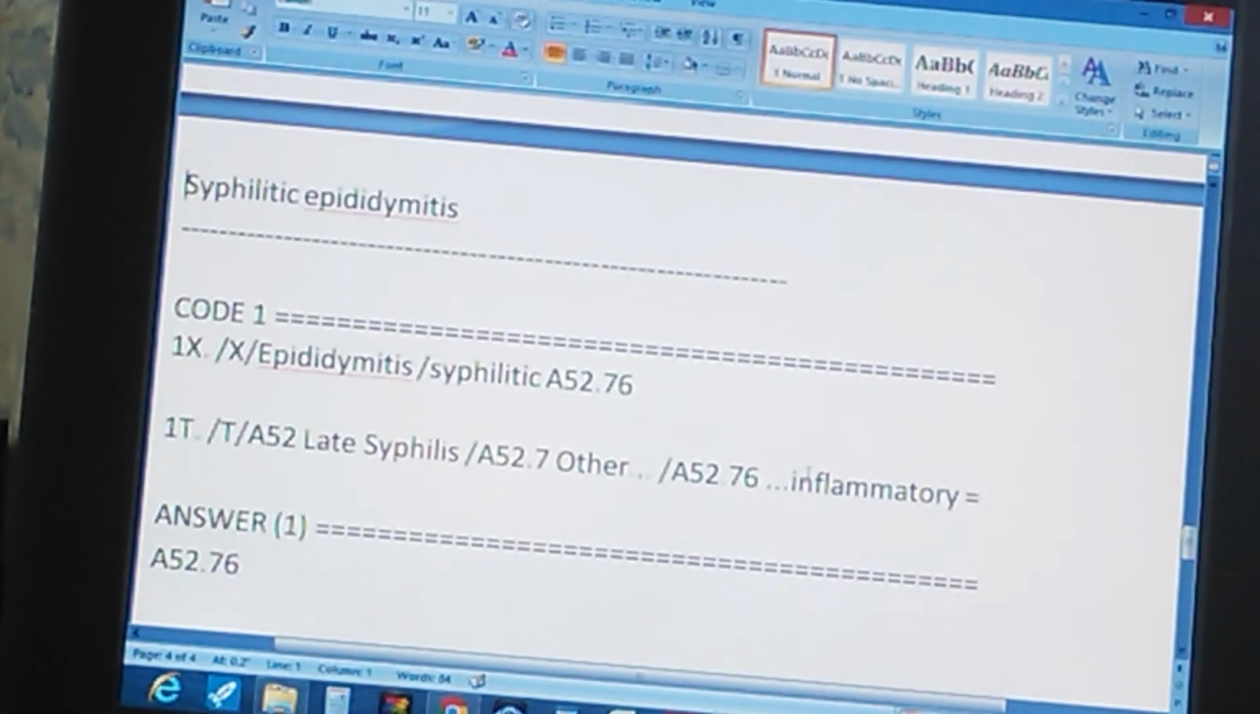So the equal sign means? That's right. That's the right. So the answer is A52.76. Okay, any comments? Because this is a level 2, it's not as easy, it's not as straightforward.